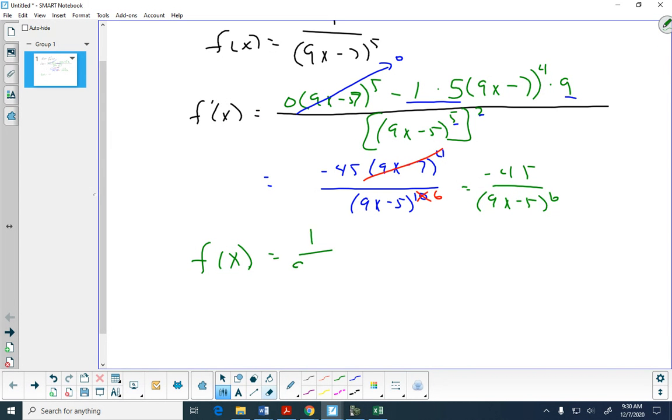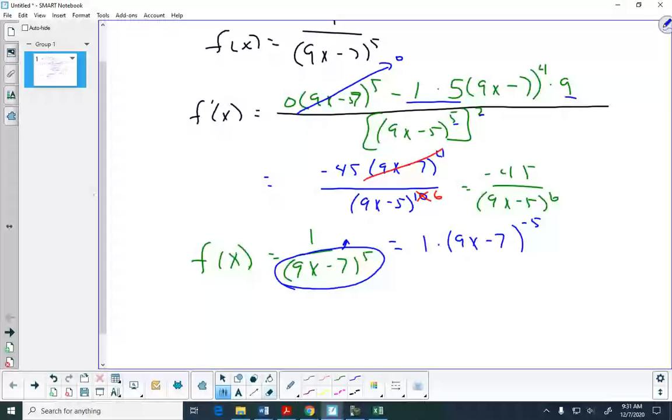We have 1 over (9x minus 7) to the 5th power. Using our properties of exponents, we could take this (9x minus 7) to the 5th power and bring it up top. And put what exponent with that? What would be the exponent that allows us to bring the (9x minus 7) to the 5th power and just put it up top? What exponent could we put to that? Brandon? -5. -5.